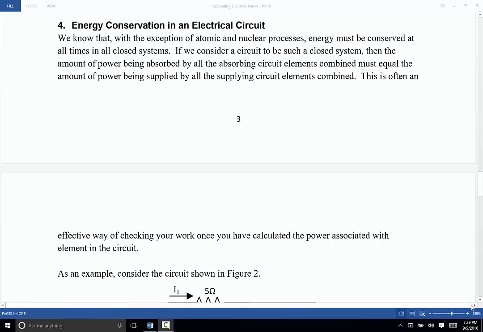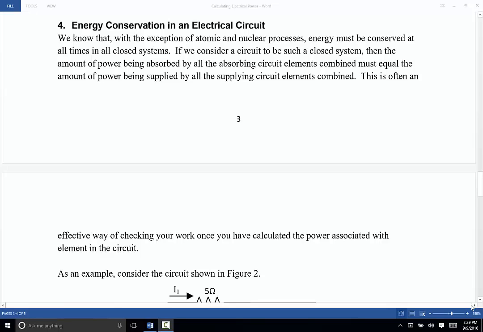So we now understand how to calculate the electrical power associated with resistors, with voltage sources, with current sources. We've focused on calculating them at the individual circuit element level. But there's something very interesting that happens if you consider the entire circuit as a system, because it turns out that all systems in the real world obey conservation of energy.